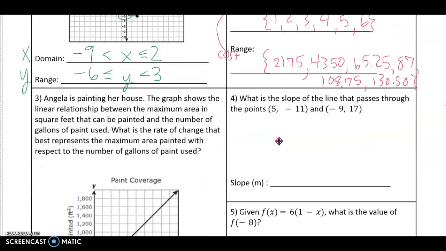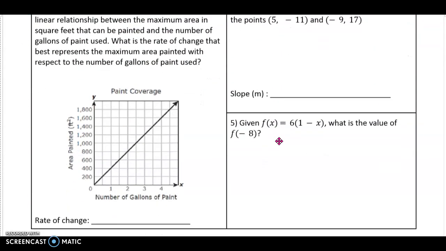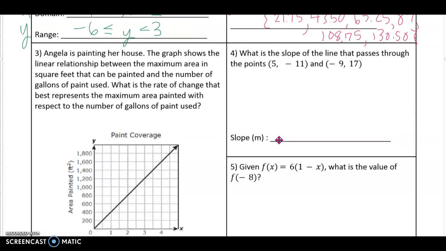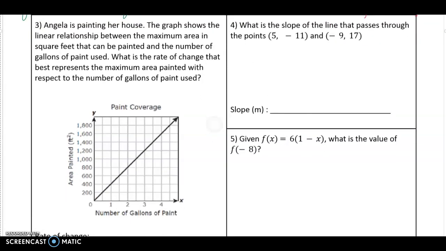Let's go ahead and move on to number 3. Take a moment to pause the video once again to look at question number 3 and try to solve it yourself. You're trying to find the rate of change. And remember, the rate of change is slope. So pause the video, try to solve it.